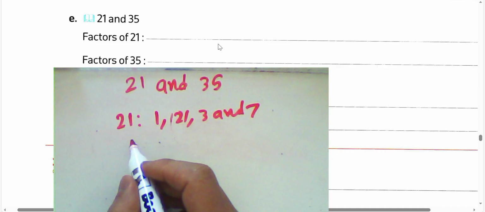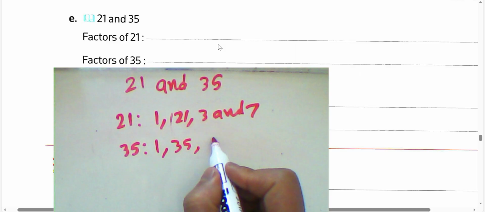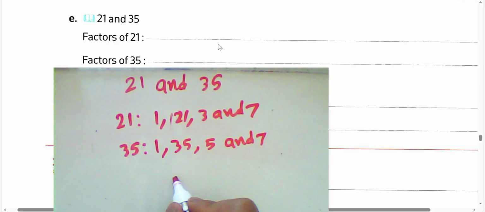21 and 35. Factors of 21 are 1 and 21, 3 and 7. Factors of 35 are 1 and 35, 5 and 7. Then the greatest common factor between them will be 7. The answer will be 7.